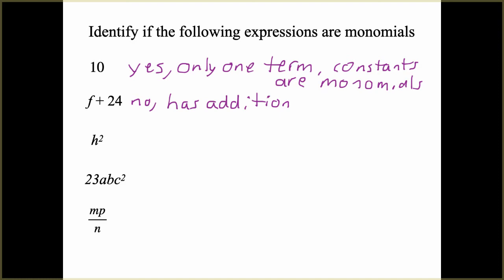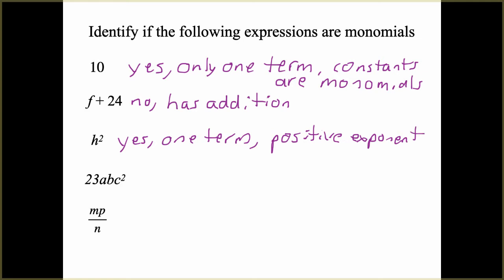Next one we have is h squared. Is this a monomial? Yes, it is. It has one term and it has a positive exponent. If it had a negative exponent, it would not be. But the variable in this case has a positive exponent of 2.